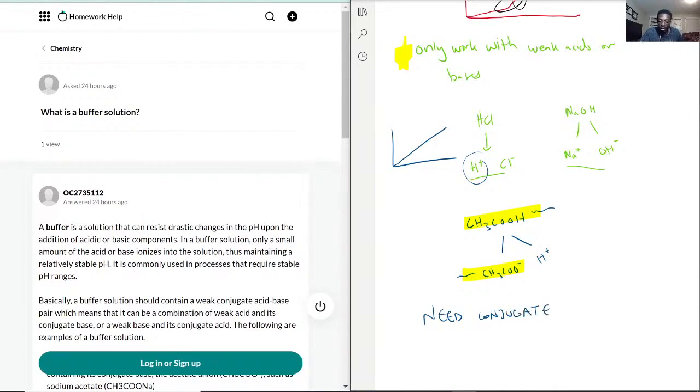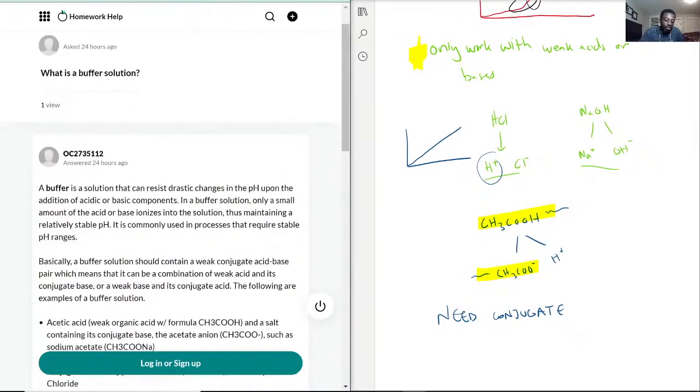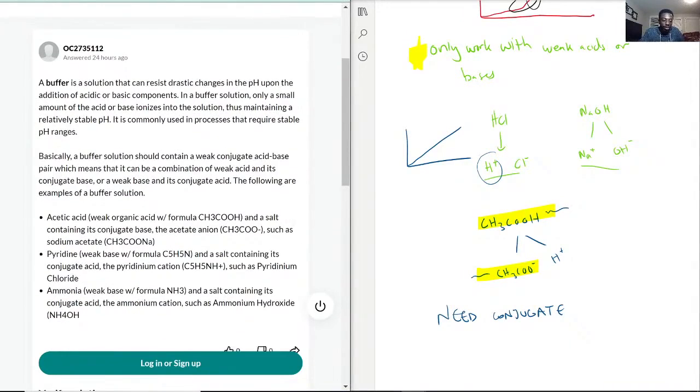Okay, if you just poured in acetic acid, technically that would be a buffer solution because it does produce some of its conjugate base, but it would not be a very good buffer solution because there would be quite little of its conjugate base. You would need acetic acid in one, and then CH3COO minus in another, and mix together to get a more proper buffer solution.